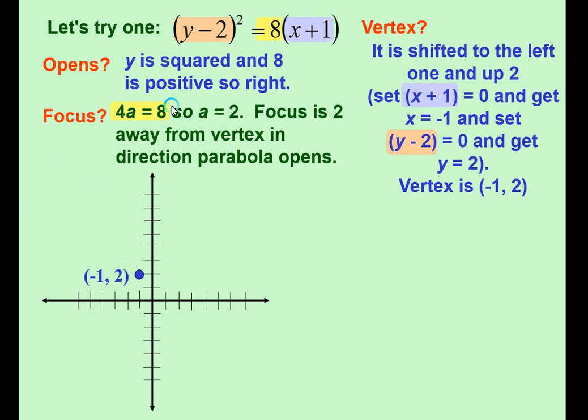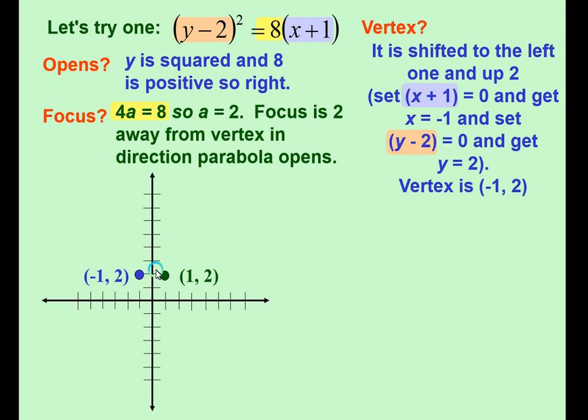So dividing both sides by 4, 8 divided by 4 is equal to 2. Our focus is 2 units away from the vertex in the direction where our parabola opens. We know that our parabola is opening to the right. Therefore, we have to move 2 units away from the vertex to the right. So we have 1, 2. So this one is your focus.